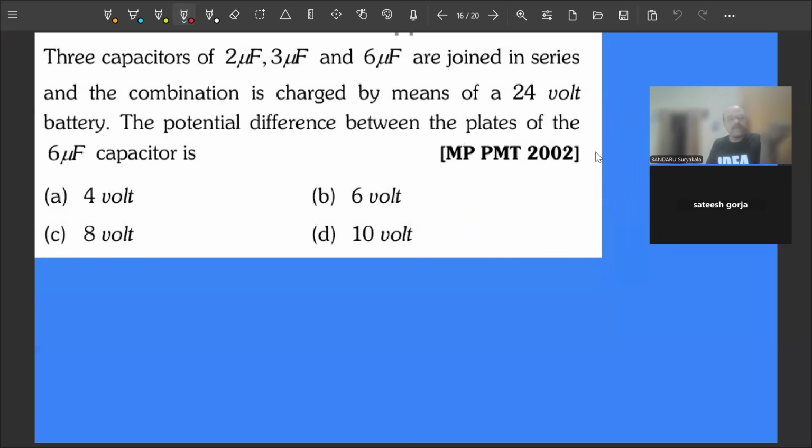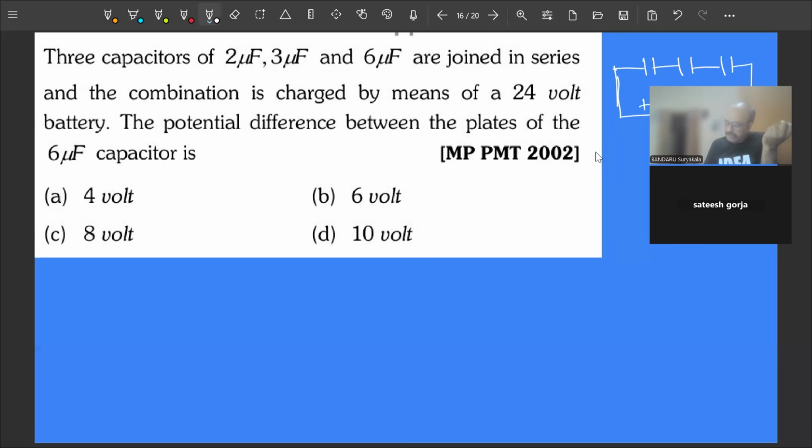Next, three capacitors of 2, 3, and 6 microfarad are joined in series and charged by a 24 volt supply. Then the potential difference between the plates of the 6 microfarad capacitor is asked. According to the problem, they have given three capacitors. So we have three capacitors here. The potential is given as 24 volt.